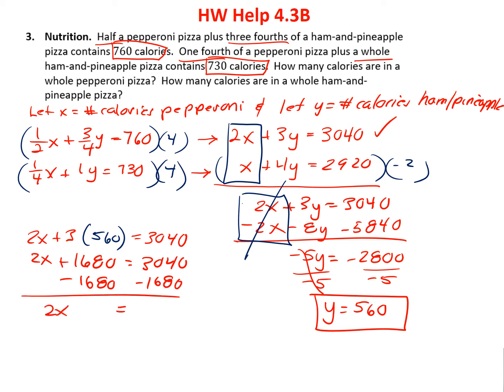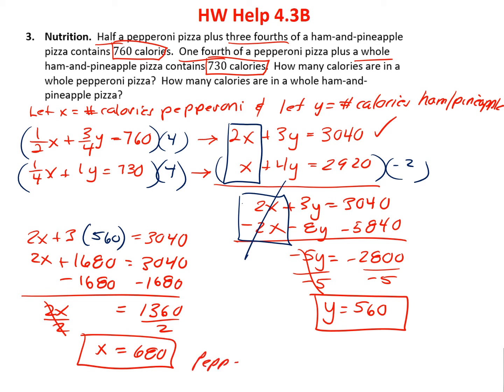So let's subtract 1680. And we get 2x equals 3040 minus 1680 equals 1360. So divide both of those by 2. 2 divided by 2 is 1. And we get that x equals 680. So we could say that pepperoni has 680 calories.